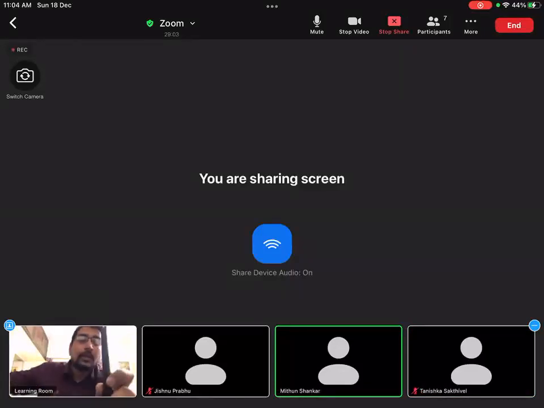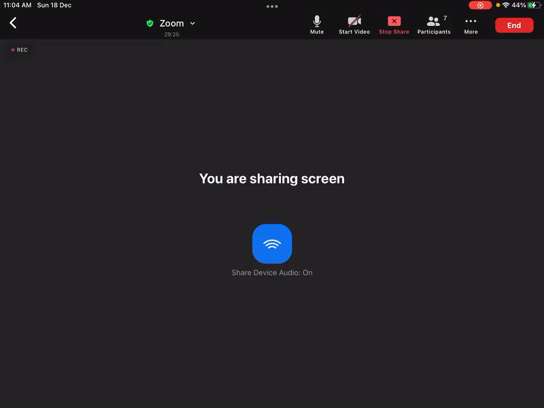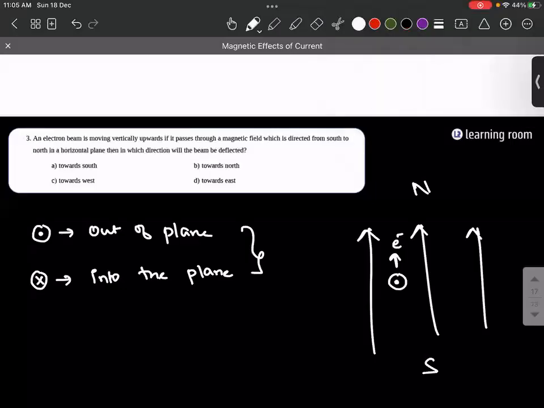Okay. So had the same question, if I want to twist and ask you, had I told, instead of electrons, they were positive charges, then what would have been the direction of force? They would have got deflected to the west. West. Okay, you need to be careful with that. So towards east.